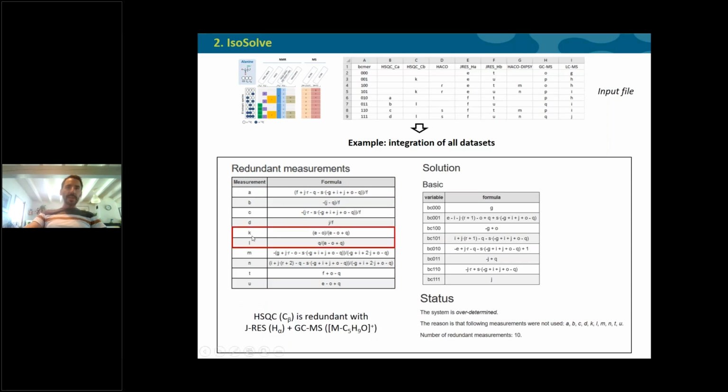So, for instance, regarding the isotopic redundant information, you can see here that two of the measurements can be expressed as a combination of other measurements, which provides information, for instance, on the fact that HSQC is redundant. So HSQC NMR is redundant with some information that can be obtained by GC-MS and GC-NMR. So if you have these two techniques or these two data sets, there is no need to acquire this one.